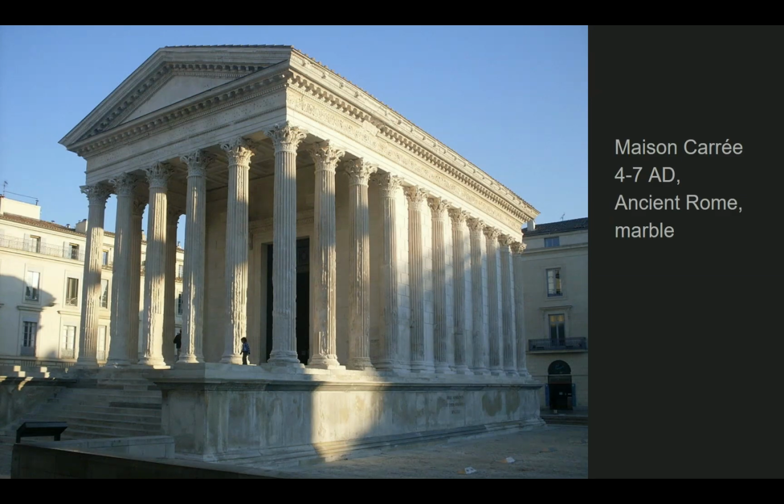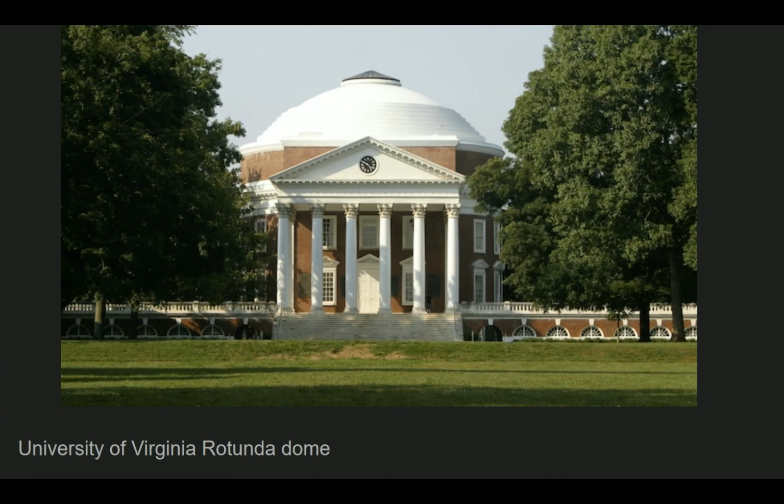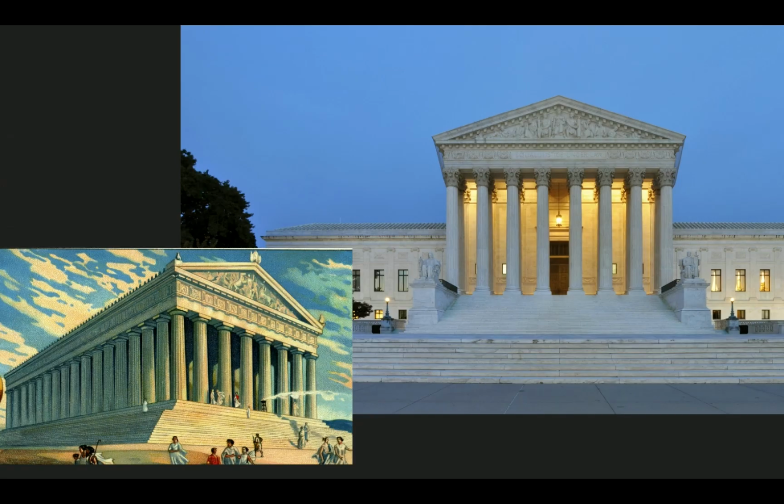Here's the Maison Carrée in ancient Rome. Here's the University of Virginia. He made this one too, the Rotunda Dome, or designed it. Here's the Supreme Court building. And so much of our early architecture, particularly if you visit the Upper East Coast, is neoclassical.